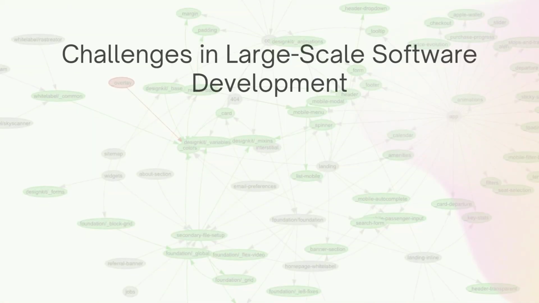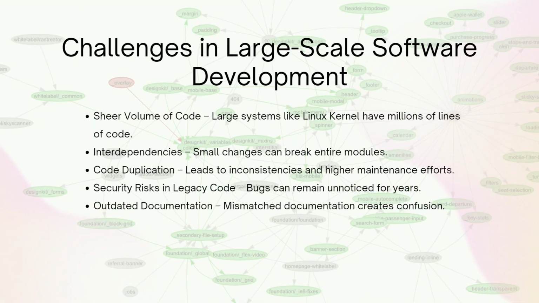Software development is not just about writing new code. In fact, most developers spend a significant portion of their time understanding, debugging, and maintaining existing code. However, as the project grows, manually tracking code relationships, dependencies, and security risks becomes infeasible. Some of the biggest challenges in large scale software development include the sheer volume of code. Many large software systems, such as the Linux kernel or Microsoft Windows, contain tens of millions of lines of code. Understanding such vast code bases manually is unrealistic.